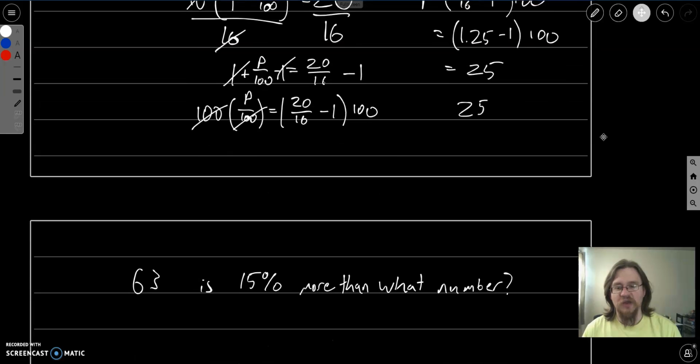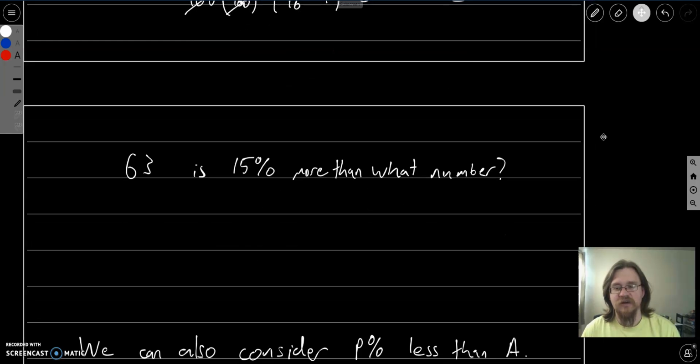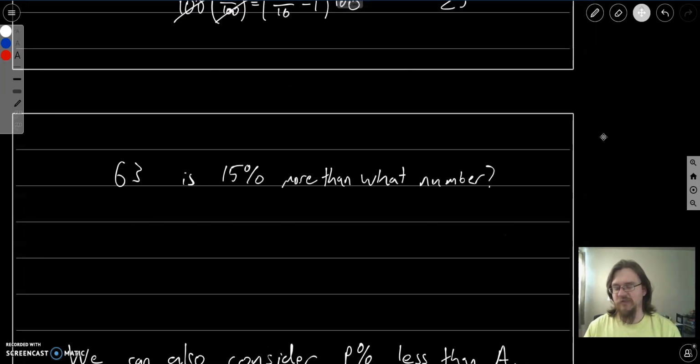So let's do another quick example like this. So we've got 63 is 15% more than what number? So again, if I want to know 63 is 15% more than what number, well, let's call this unknown number A. I don't know what it is, but I'm just going to call it A. It's a nice name for a number.